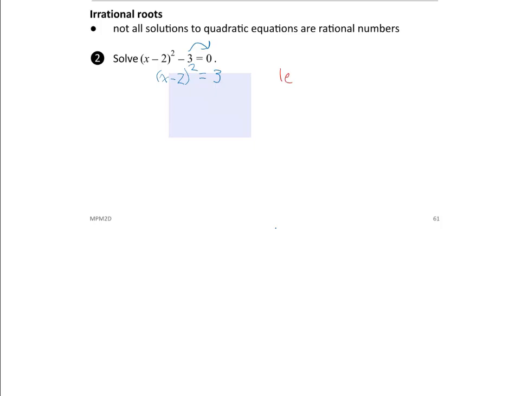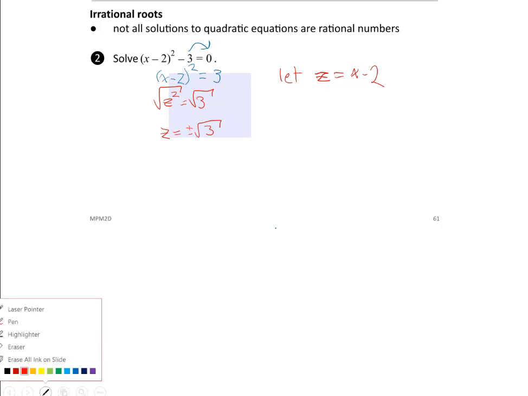And I would say let z equal x minus 2, because then I have z squared equals 3. Then I have to actually take the square root of both sides. But 3 doesn't square root very nicely. It's an irrational number. So we have z equals plus minus root 3. Okay, and that ends the optional segment of that.